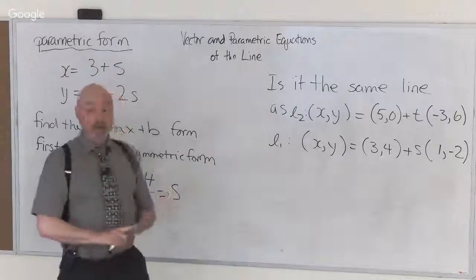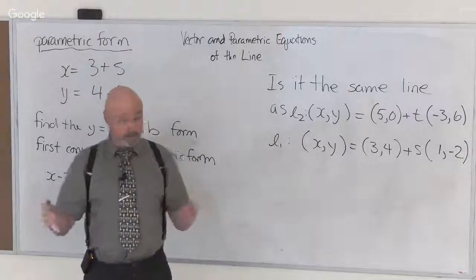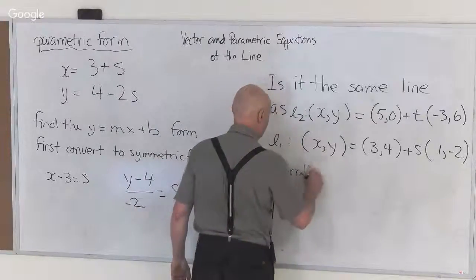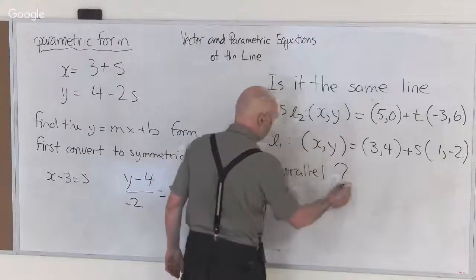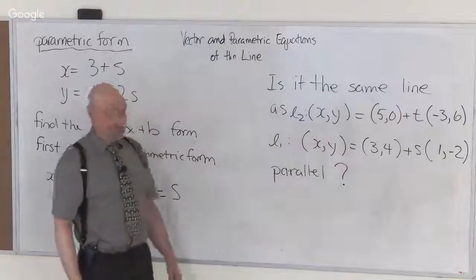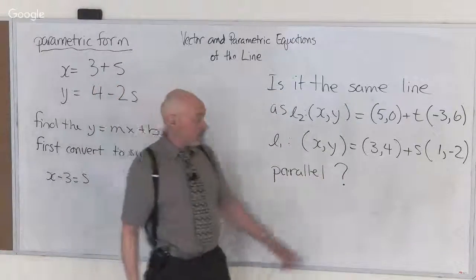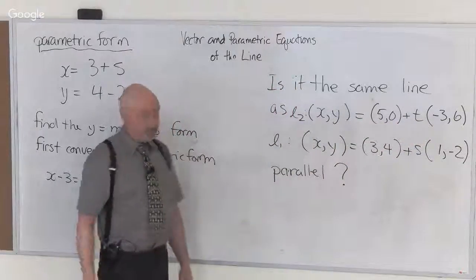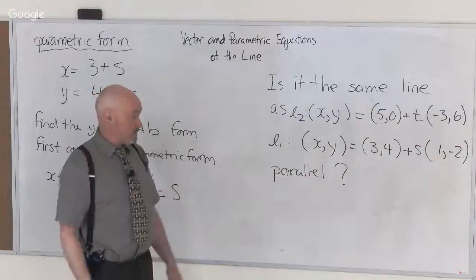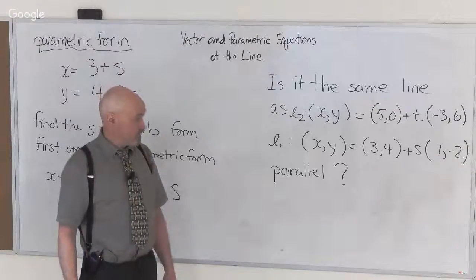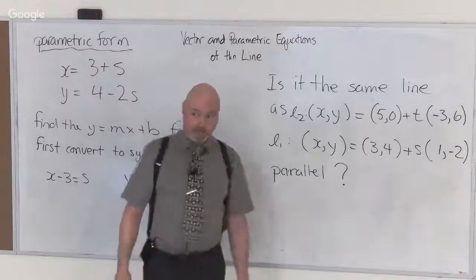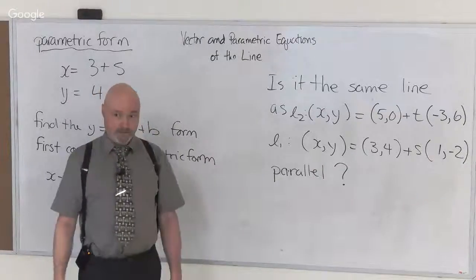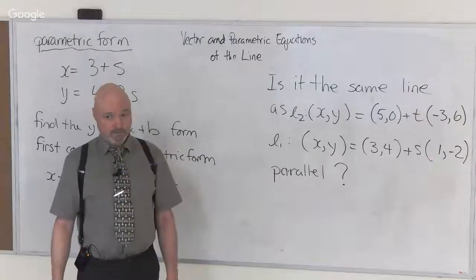Okay. So a couple of things. We have to see if they are the same line or if they are coincident. First of all, they have to be parallel. So the first question is, are these two lines parallel? And to see if they're parallel, basically all we have to do is go to the direction vector of each line and see if they basically have the same slope. Are they parallel? Anybody?